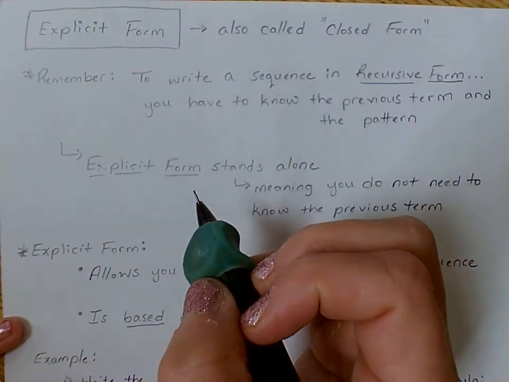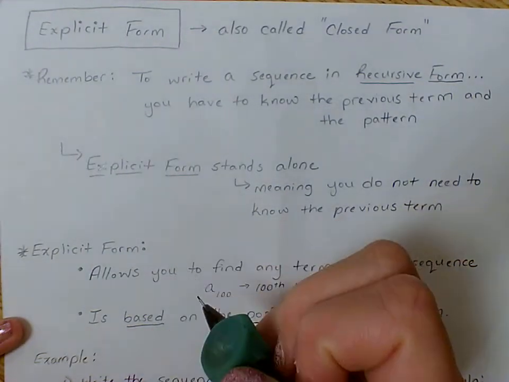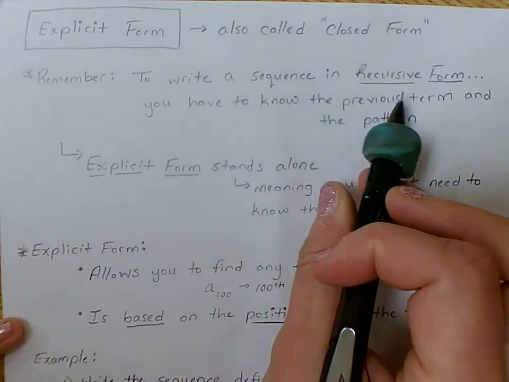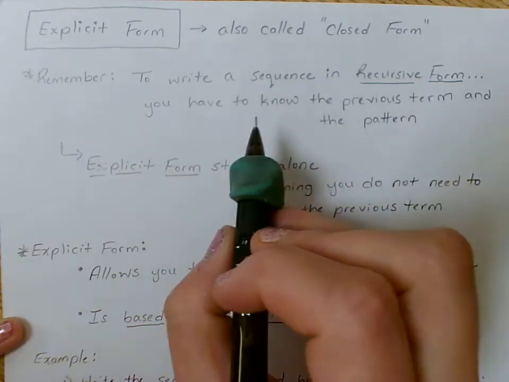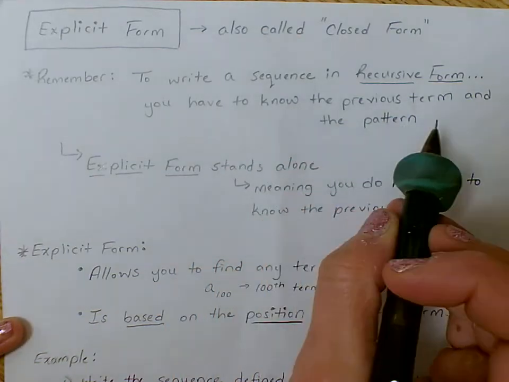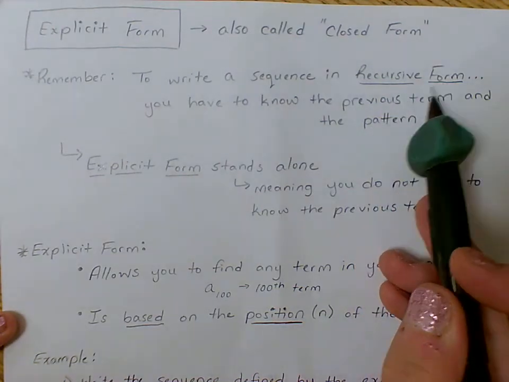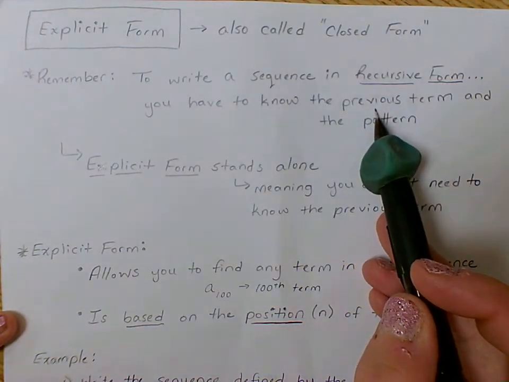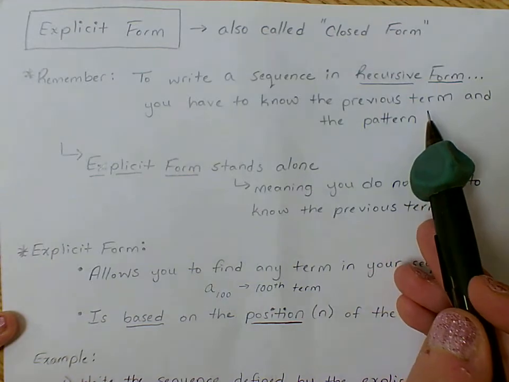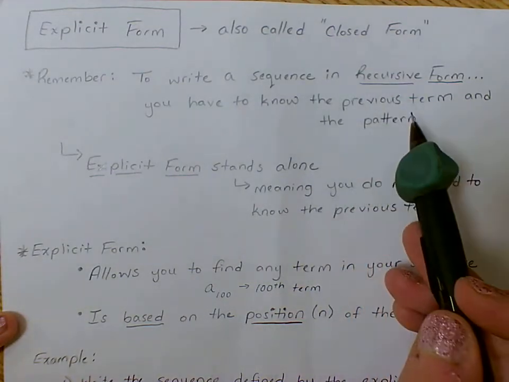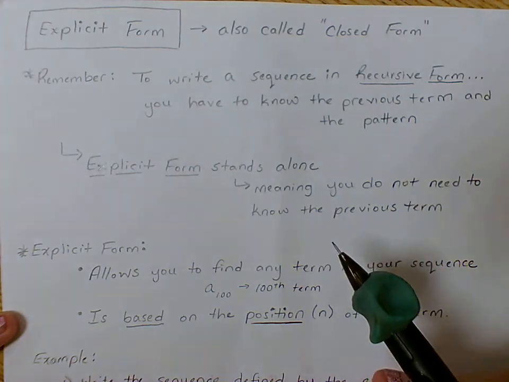Something else I want to remind you of so that you can see the difference here: remember, to write a sequence in recursive form, you have to know the previous term and you have to know the pattern, because to write the recursive form, you're asking yourself, what do you do to the previous term to get the next term? Those are two things that you have to know to be able to write something in recursive form, okay?